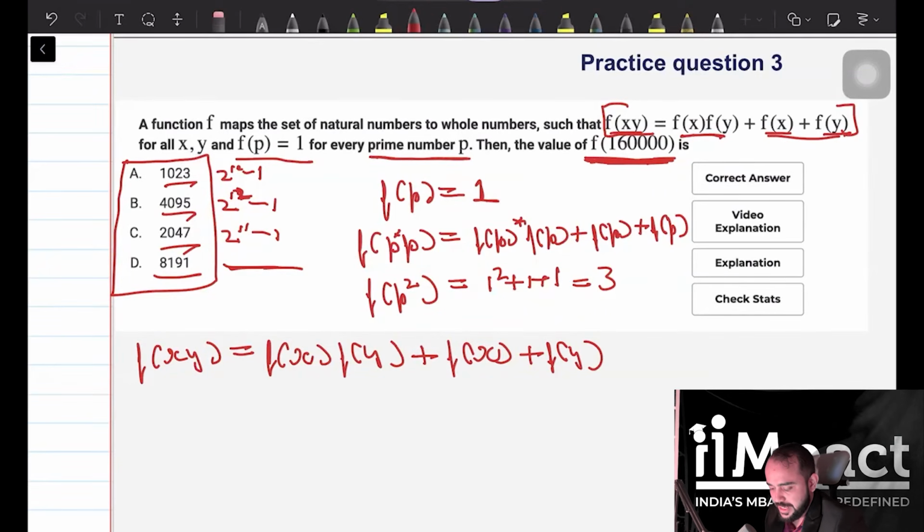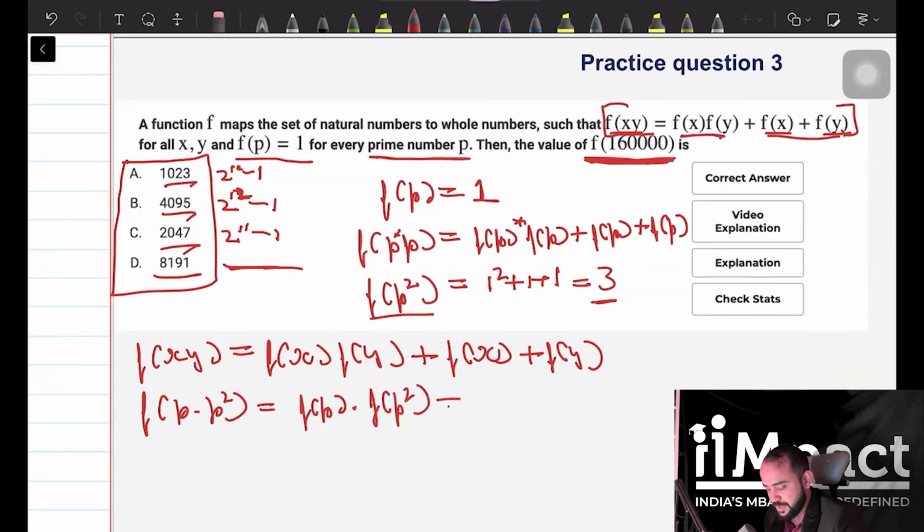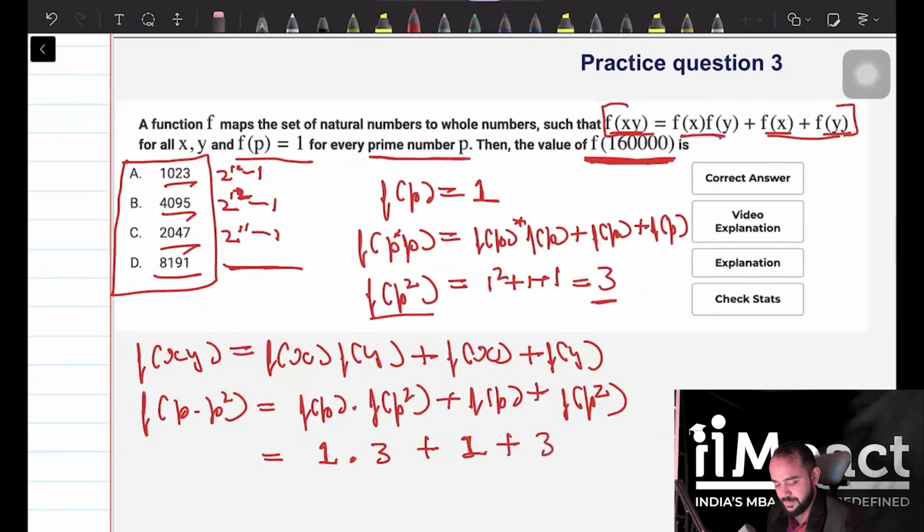Yeah, you are getting f(p²) = 3. Let's find f(p³) now. So p into p² is going to be f(p) into f(p²) plus f(p) plus f(p²). What is f(p)? 1. What is f(p²)? 3. So this is 1 × 3 + 1 + 3, which is 7. Do I see a pattern now?